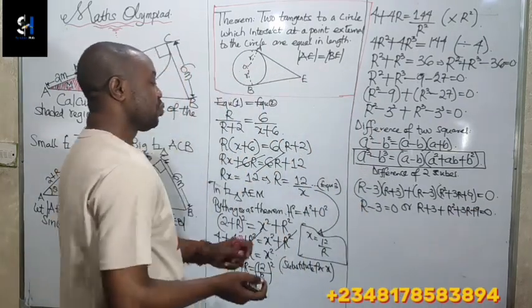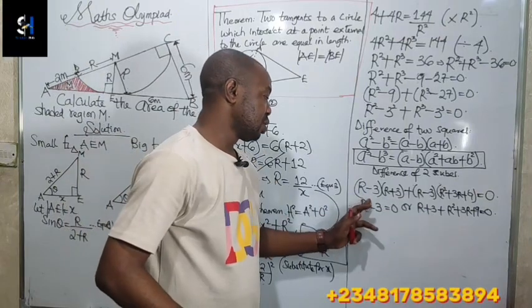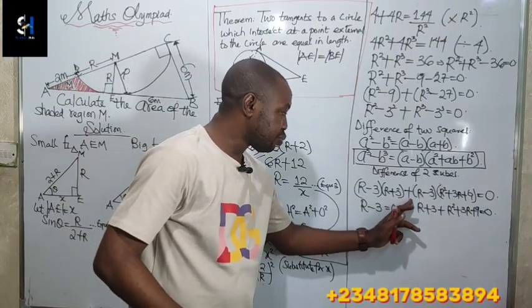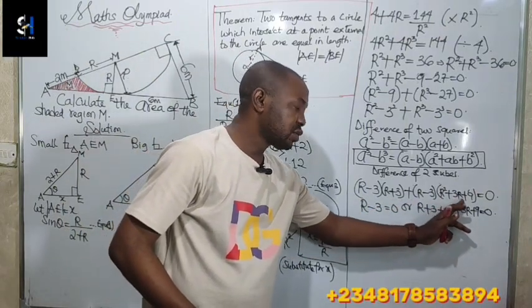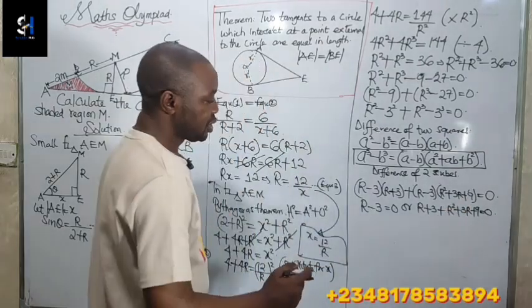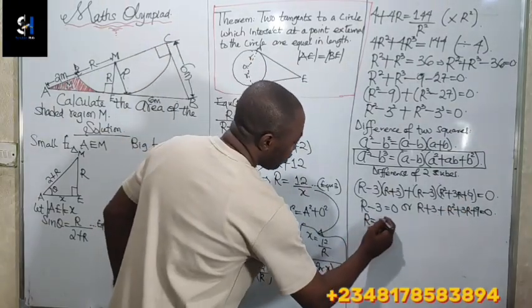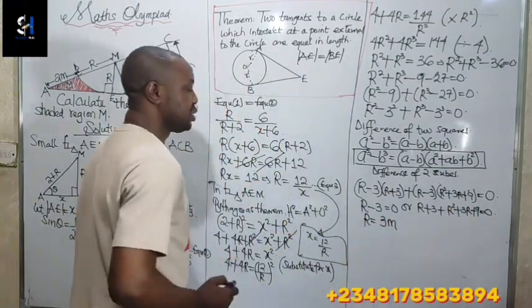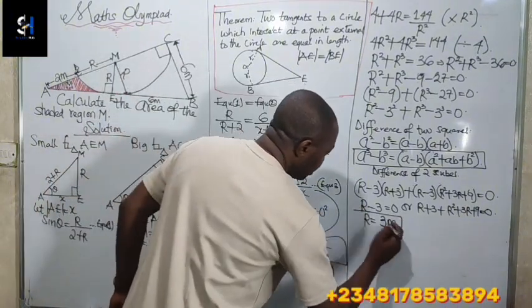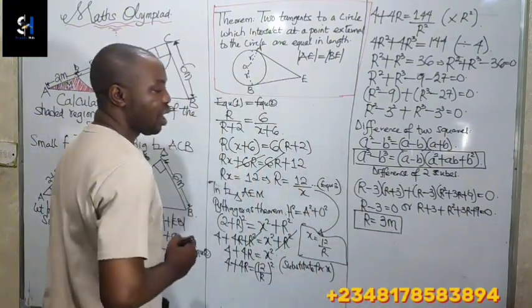Normally when we factor out r minus 3, we're going to have r plus 3 plus r squared plus 3r plus 9. So that's it. Now we have here that r will be equal to 3 meters. So we've been able to get the value of r.